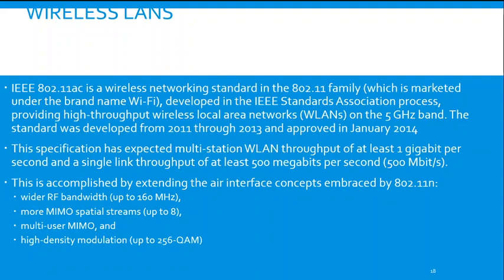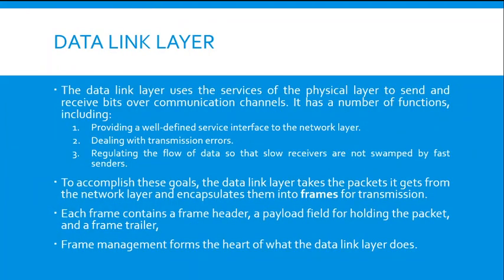This is accomplished by extending the air interface concepts embraced by 802.11n. We have a wider RF bandwidth of up to 160 megahertz. We have more MIMO, multiple input and multiple output, spatial streams, up to 8. We have multi-user MIMO and high-density modulation up to 256 QAM.